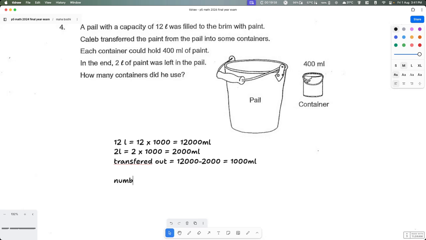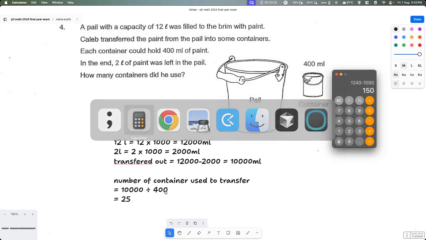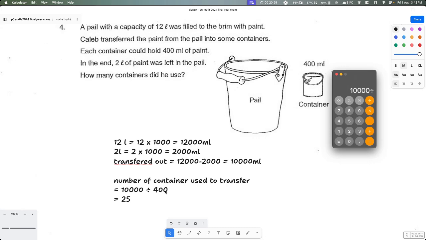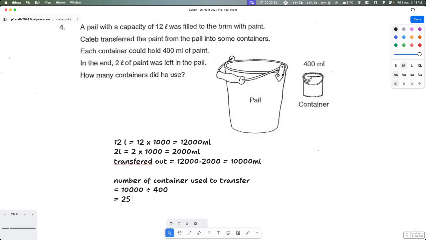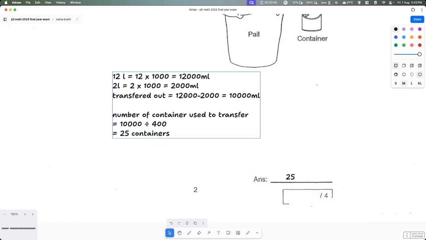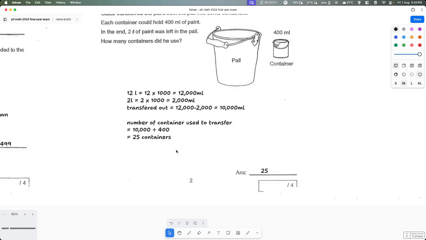So number of containers used to transfer is equal to 10,000 divided by 400 milliliters, this should be 25. Therefore, that's the answer, 25 containers. So let me just put a comma so it's easier to see and not get confused over here. Comma, put here, comma, put here, comma. Okay. Alrighty, let's move on to the next question.